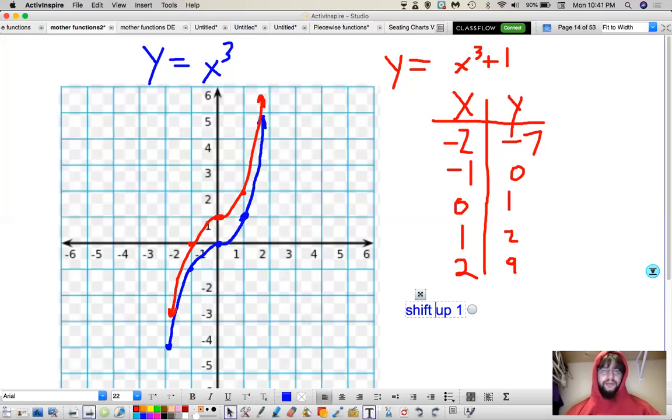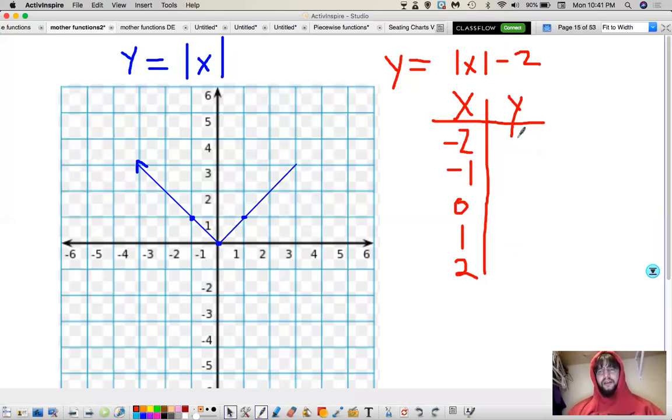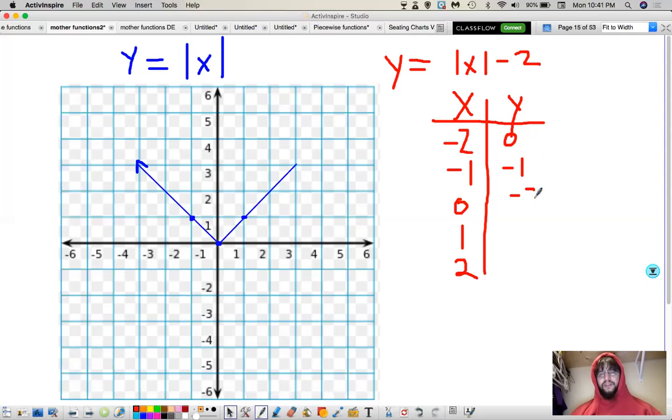Here we go. Another absolute value mother function because they're easy to work with and draw. And I'm lazy. All right. Plug in these numbers into here. You get 0, -1, -2. Oh, I'm going to need some more negatives, aren't I?